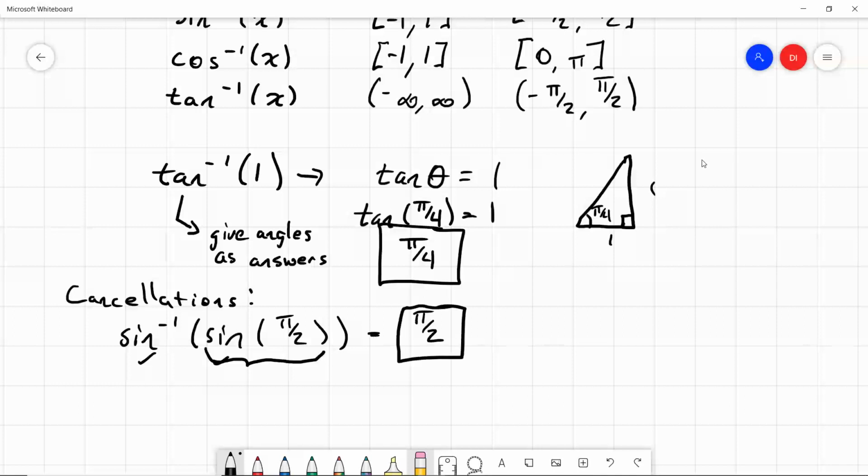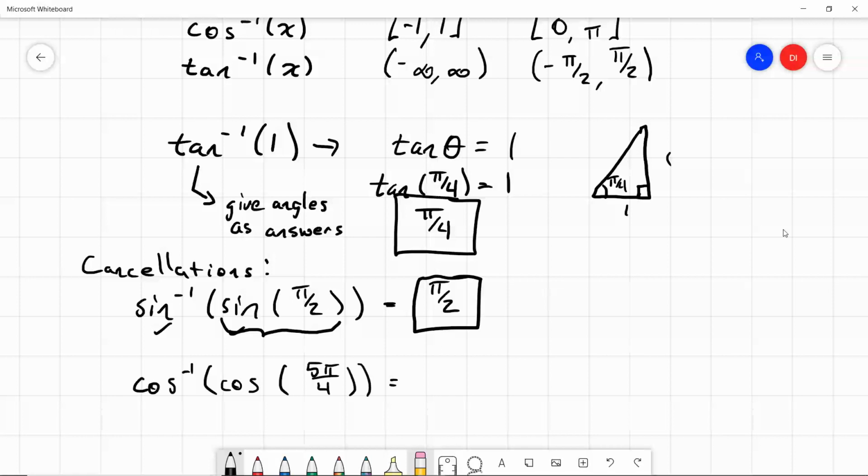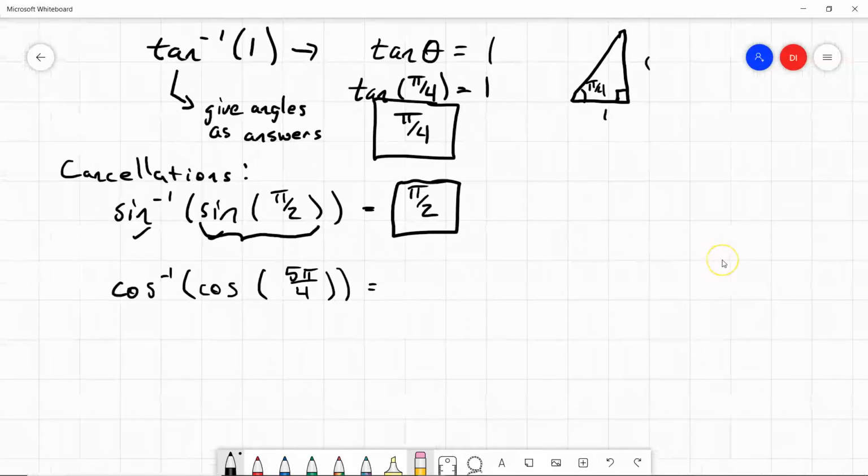However, if they didn't satisfy one or both of these conditions, we had to do extra work, right? So an example would be something like this: cosine inverse of cosine of 5 pi over 4. Now, is 5 pi over 4 in the domain of cosine? Definitely not.